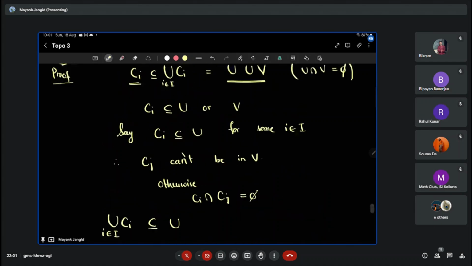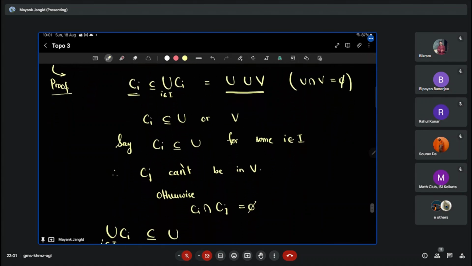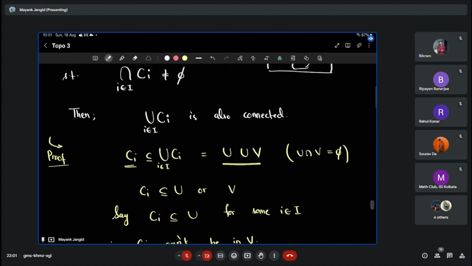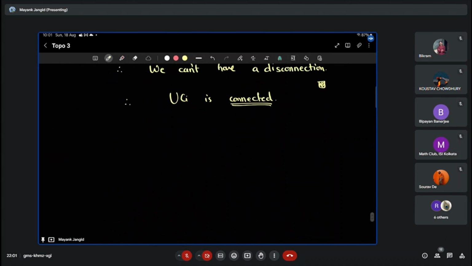Is it clear to everyone? The crucial fact here was that the intersection is non-empty. Is this clear to everyone? Yes. Okay. Now, it's already 10, so I will go to path connectedness now.